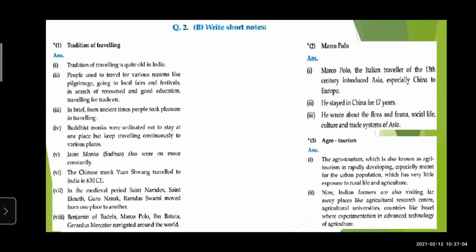Then you have a short note on agrotourism. The first point is that agrotourism, which is also known as agri-tourism, is rapidly developing, especially meant for the urban population, which has very little exposure to rural life and agriculture. Second point, now Indian farmers are also visiting faraway places like agricultural research centers, agricultural universities, and countries like Israel, where experimentation in advanced technology of agriculture is undertaken.